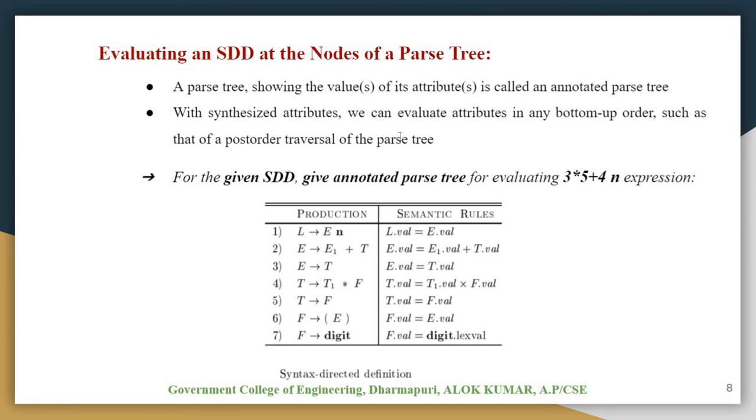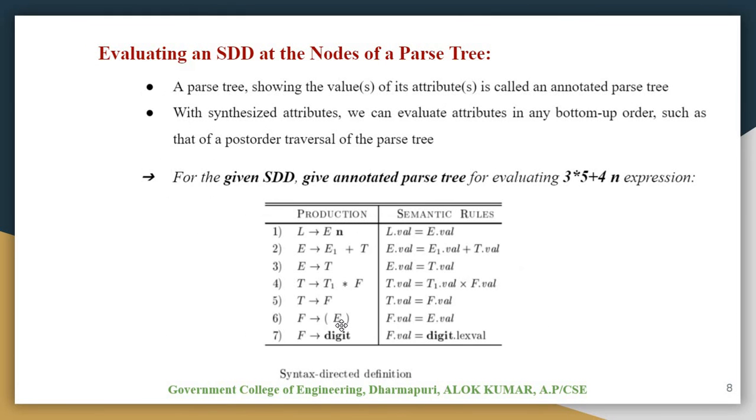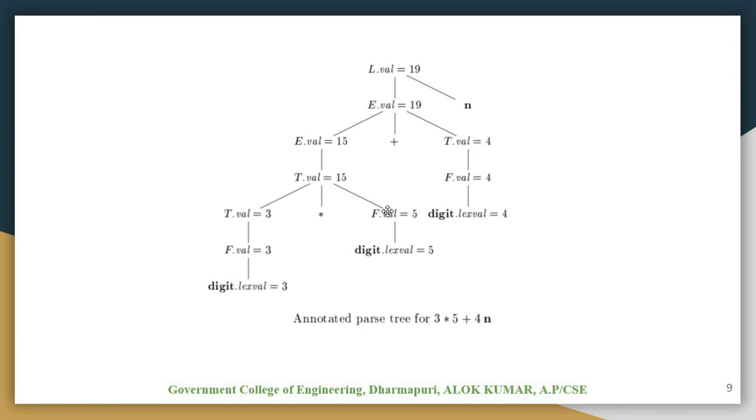With synthesized attributes, we can evaluate attributes in any bottom-up order, such as that of a post-order traversal of the parse tree. Suppose we have one SDD here and we are evaluating the string 3 * 5 + 4 n, where n is the end marker. We are taking the same SDD we took previously, which I have shown you here. So here we can see this SDD, and we will evaluate this input.